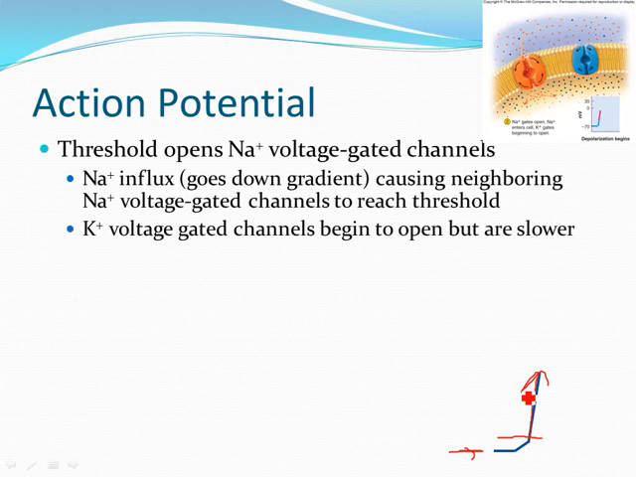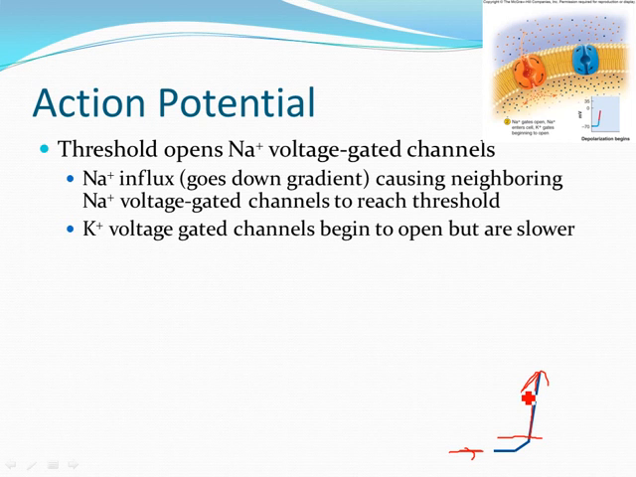It does this up to a certain point, like positive 35 millivolts. You don't have to worry about that. The potassium voltage gated channels actually open as well at threshold. However, what do we say about the potassium voltage gated channels? Are they fast or slow? Yeah, they're pretty slow, right? If they're slower to open, you can't have potassium passing through yet because it's not open quite yet. It's still closed, just slowly opening.